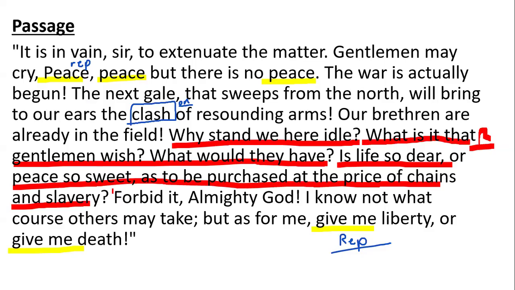But that's not just imagery, that's also price of chains and slavery. That's also a metaphor. Not a metaphor. That's an allusion, when you reference something that happened in the past. Slavery was a big thing that happened in the past, so that's a reference to it. All right. Okay. What else do we have?